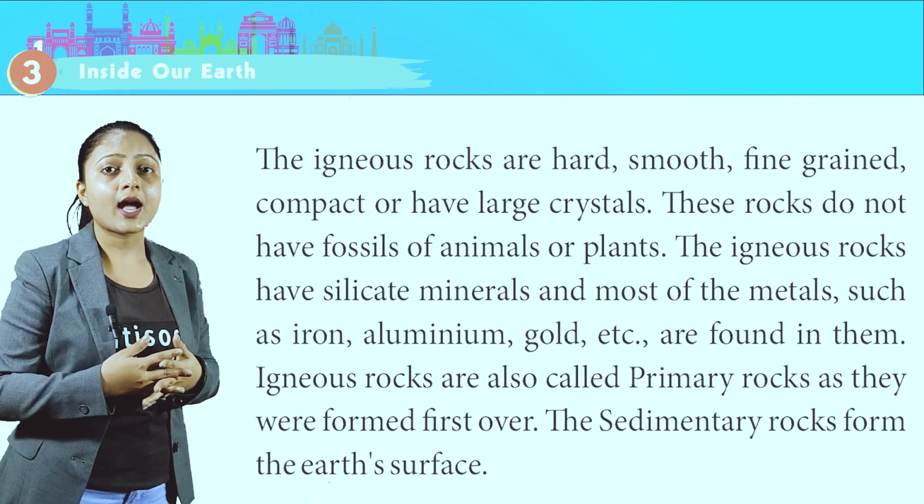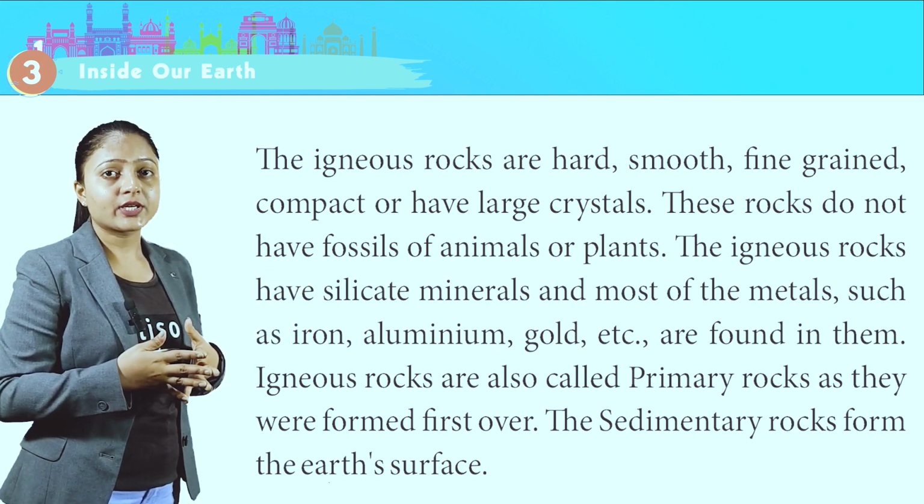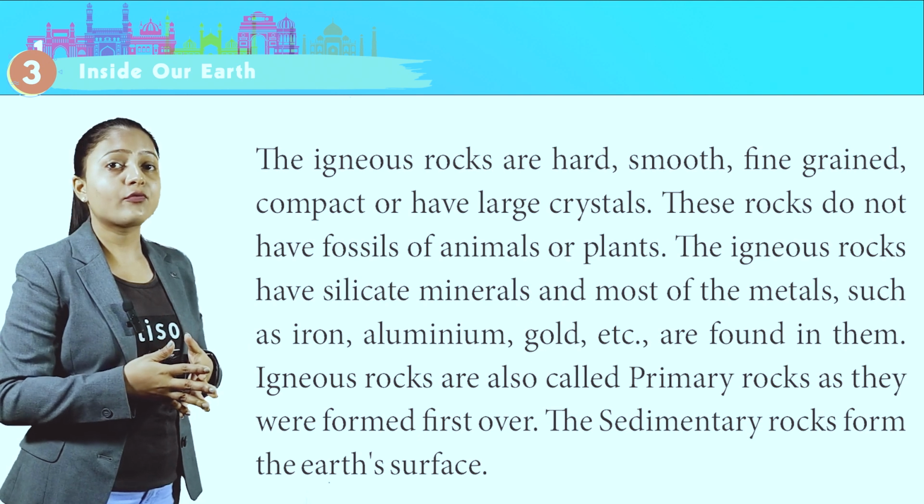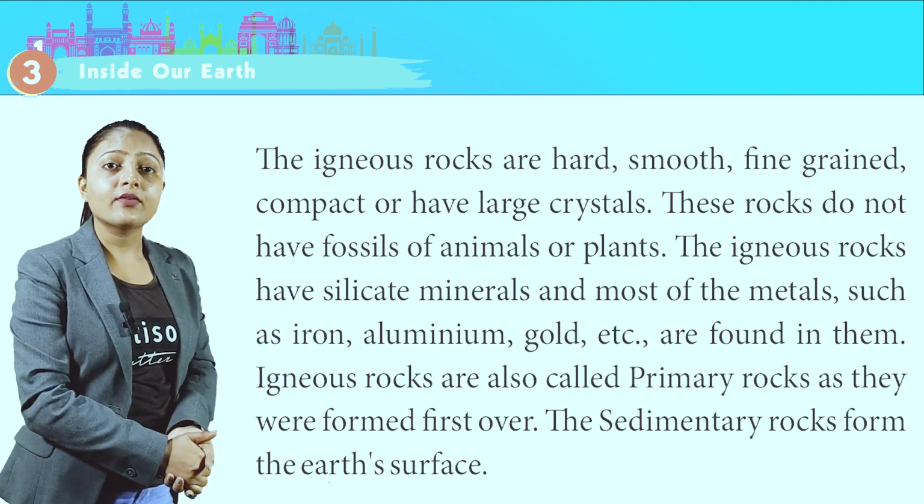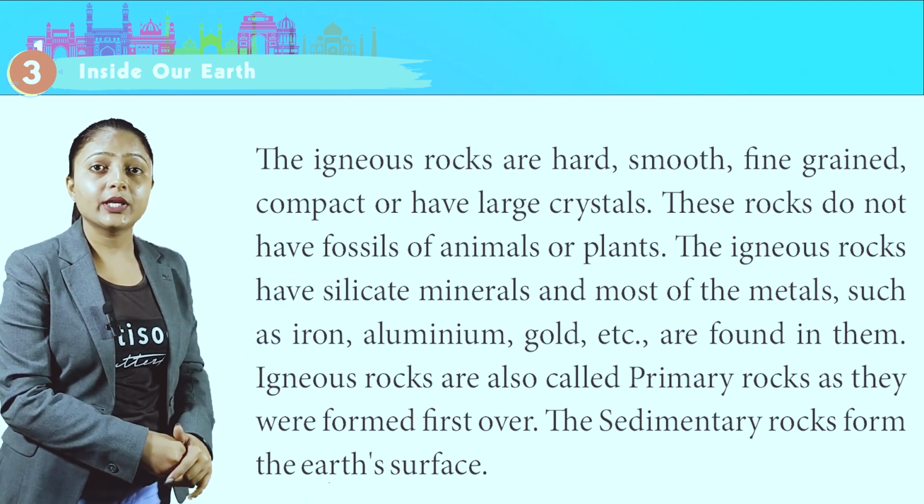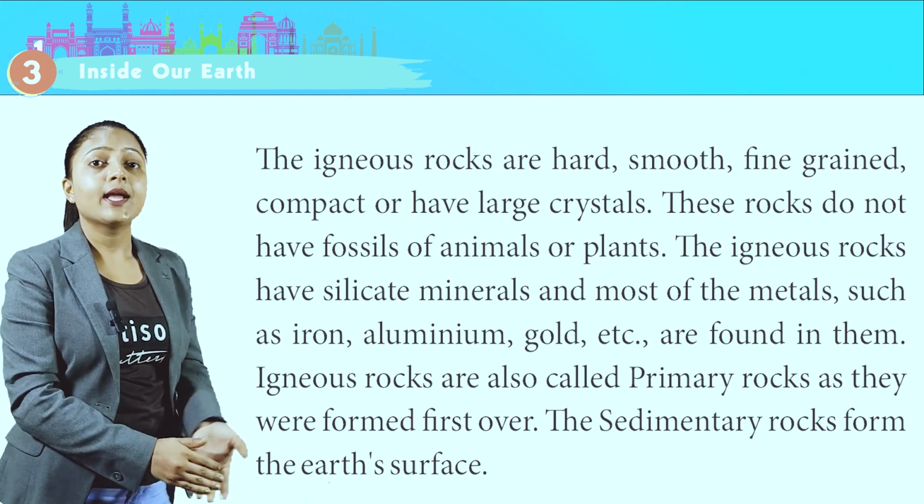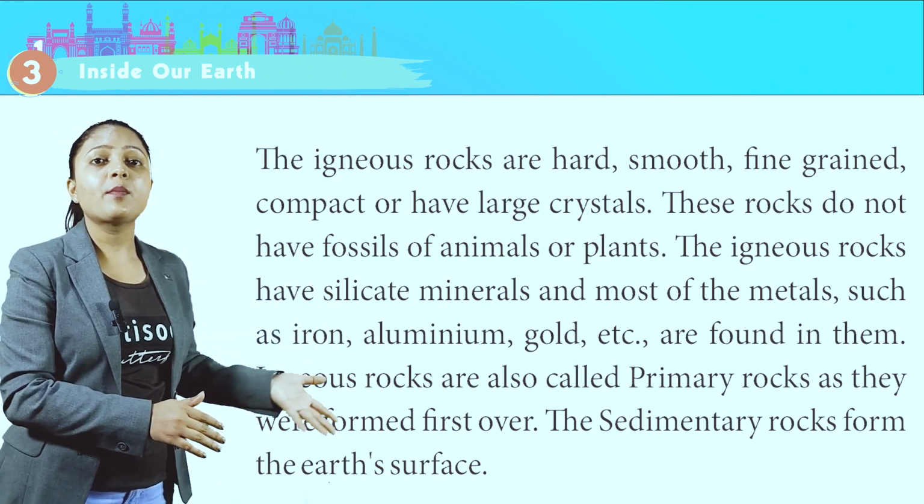The igneous rocks are hard, smooth, fine-grained, compact, or have large crystals. These rocks do not have fossils of animals or plants. The igneous rocks have silicate minerals, and most of the metals such as iron, aluminium, gold, etc. are found in them. Igneous rocks are also called primary rocks as they are formed first over the earth's surface.